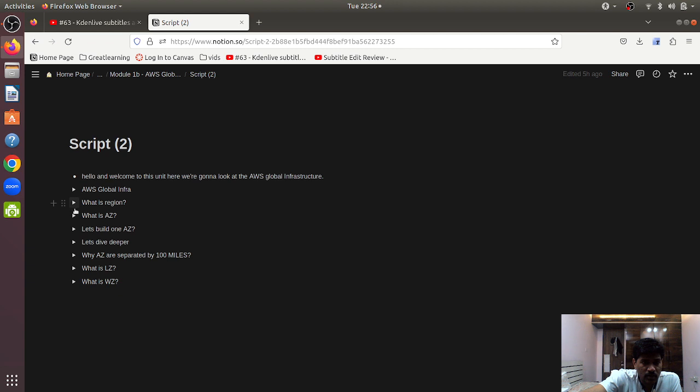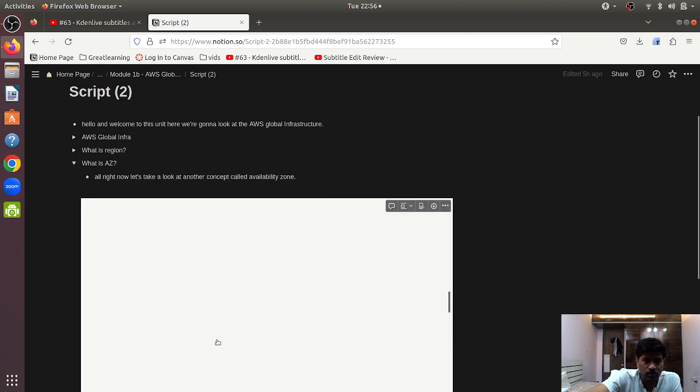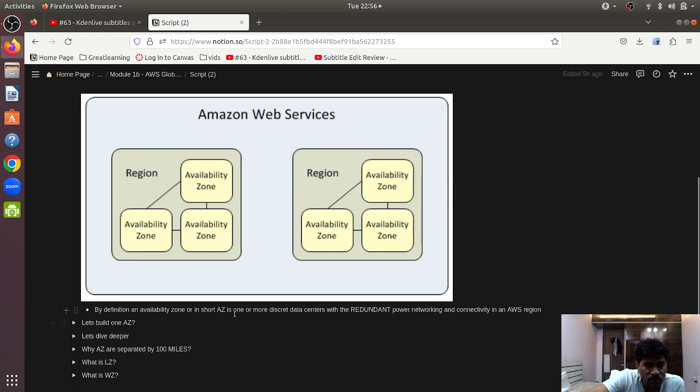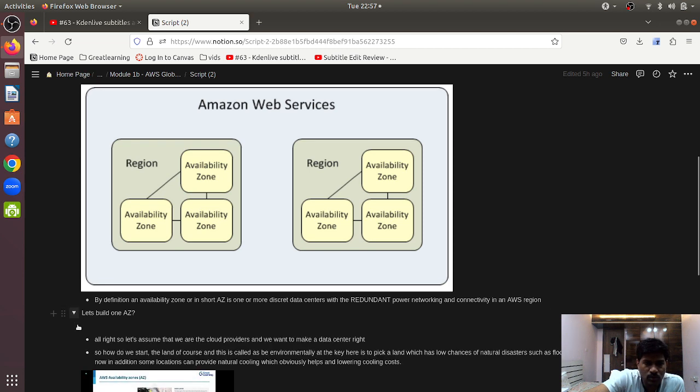Now, having looked at the region, let's look at what an AZ is. AZ is nothing but availability zone. So let's take another look at the concept of the availability zone. As you have seen in the previous image, there were regions, and inside those regions there are availability zones. By definition, an availability zone, or AZ in short, is one or more discrete data centers with redundant power, networking, and connectivity in an AWS region. These are also data centers only.